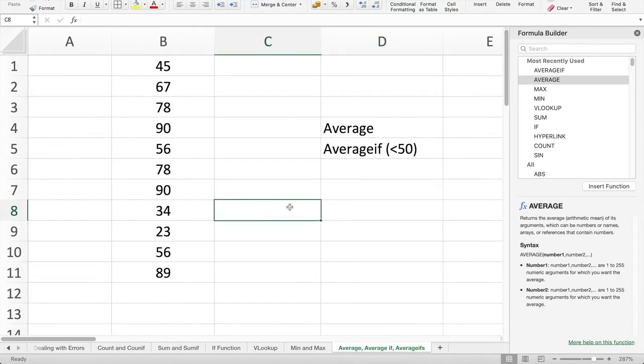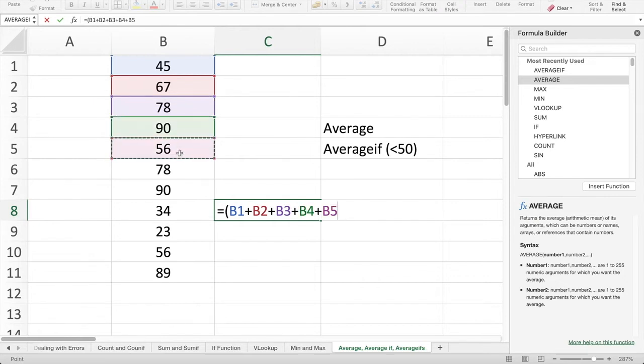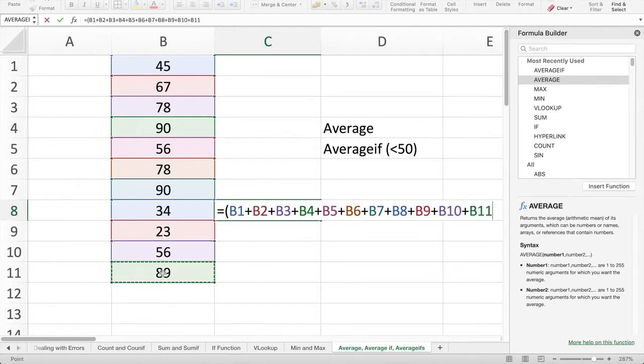By mathematical formula, the average is equal to the summation of all of these numbers divided by the total count of them. So let's manually get the average of this data set. Let's have 45 plus 67 plus 78 plus 90 plus 56 plus 78 plus 90 plus 34 plus 23 plus 56 plus 89, and close parenthesis. Now we will divide this by the total count of them.